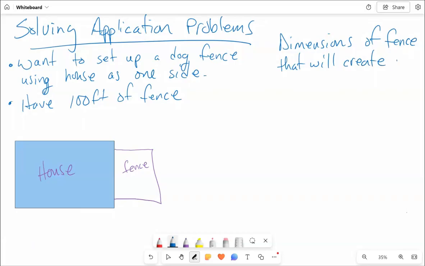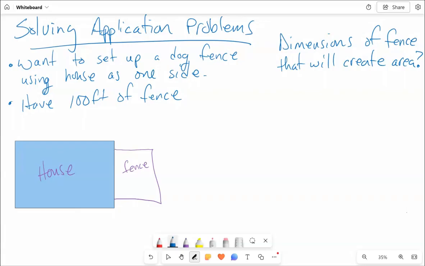Now at first glance, it may seem that the area would be the same regardless of what size fence we have, or what our dimensions would be. So let's talk about the area of our fence and look at some examples. Sometimes when you're trying to solve an application problem, it's helpful just to try some scenarios instead of trying to get too deep into the math. And then once you understand the scenarios, you can move over to developing the math that will model this problem.